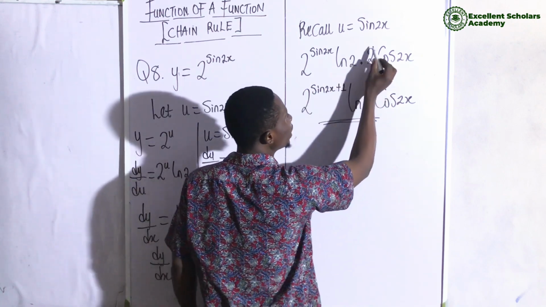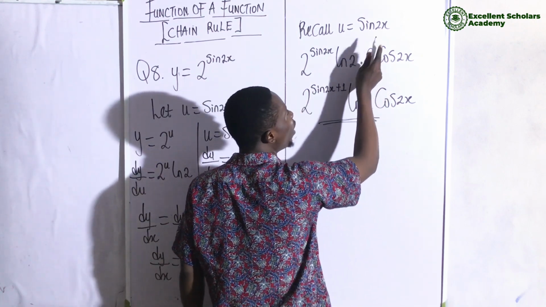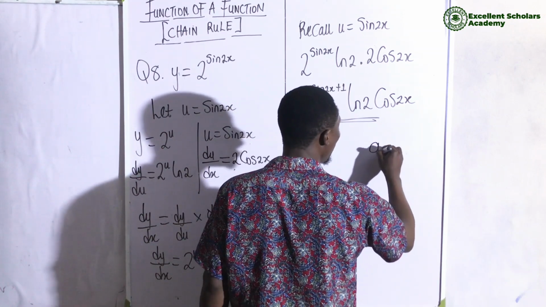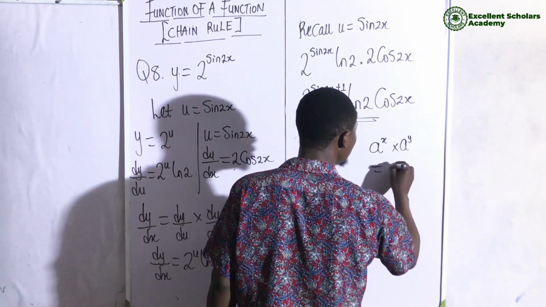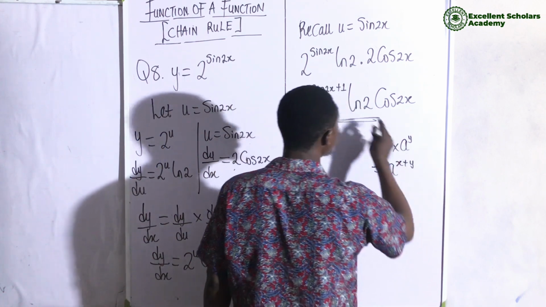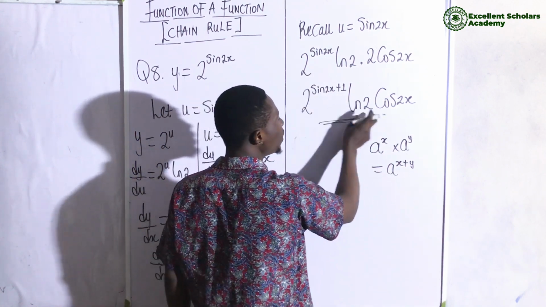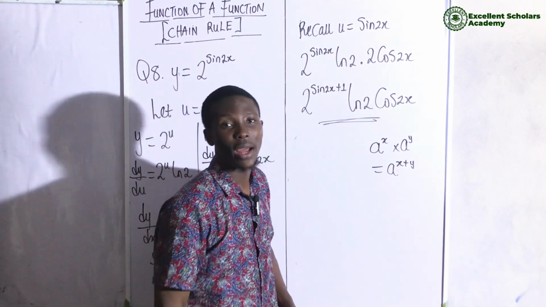This and this came together as there's an invisible power of 1. Don't forget the law of indices. If you have a to the power of x times a to the power of y, it becomes a to the power of x plus y. So that is what happened here, and that's why this became this. And then that's our final answer.